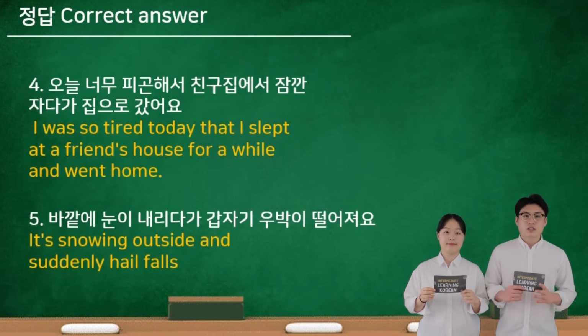Fourth, 오늘 너무 피곤해서 친구 집에서 잠깐 자다가 집으로 갔어요. It means I was so tired today that I slept at a friend's house for a while and went home. Last one, 바깥에 눈이 내리다가 갑자기 우박이 떨어져요. It means it's snowing outside and suddenly hail falls.